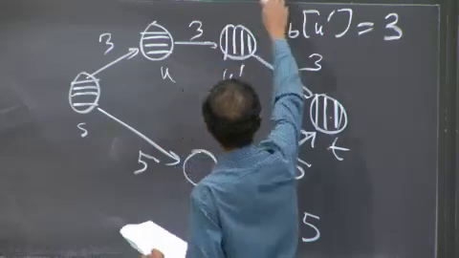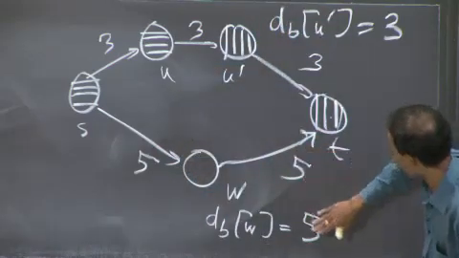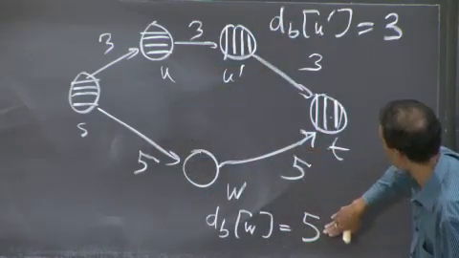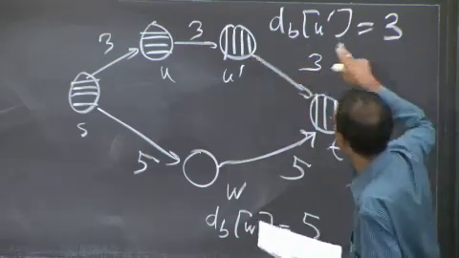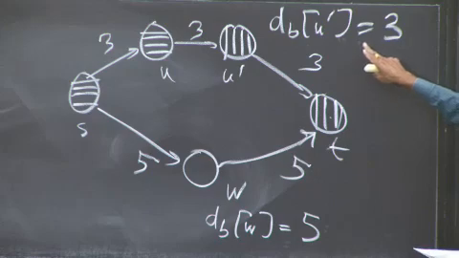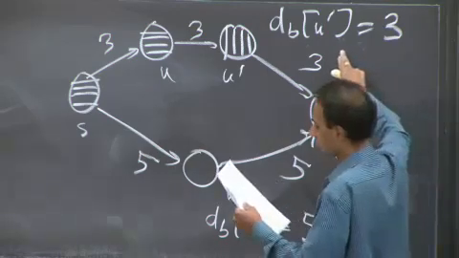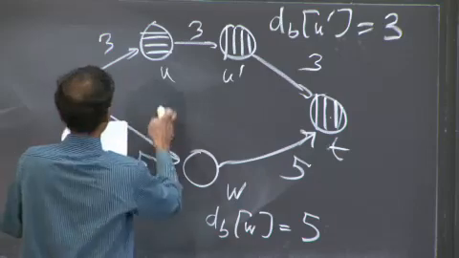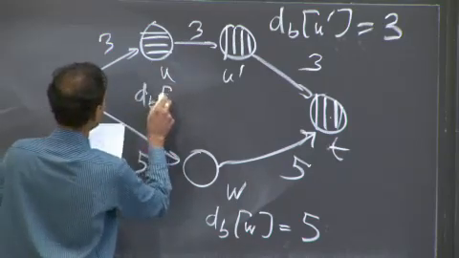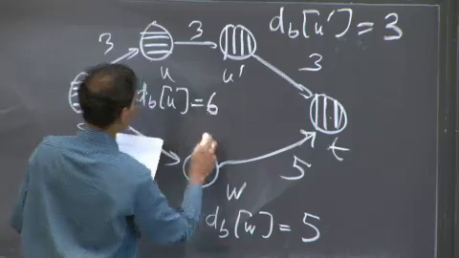So that I already had. And so when I have dB of W equals 5 and dB of U prime equals 3, then obviously I'm going to pick the one with the min priority, which corresponds to this one. And what it's going to do is it's going to go process that and set dB of u equals 6.